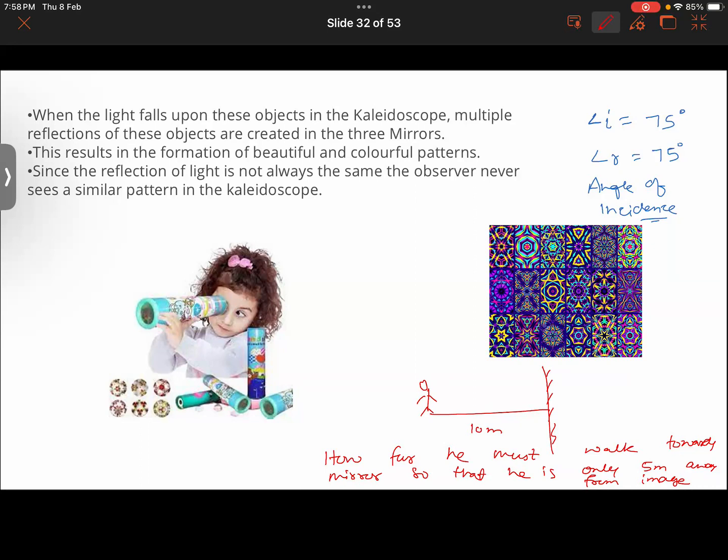Sir, the object should be 5 meters away from the image. The person should be 5 meters away from his image. So how far must he walk? The answer can be in decimal also. I have given you a hint.